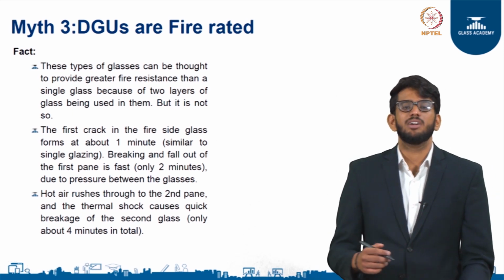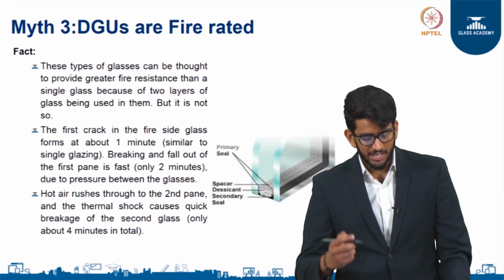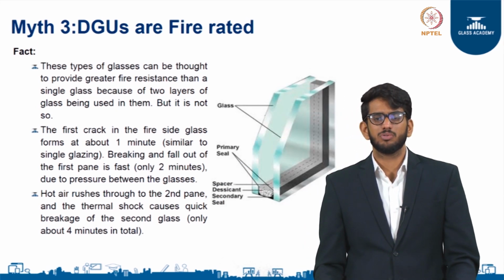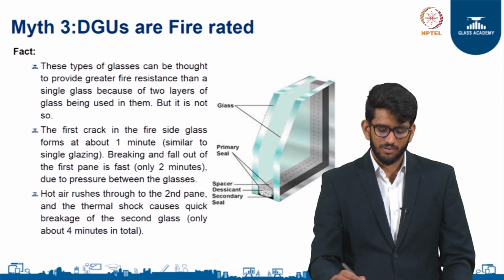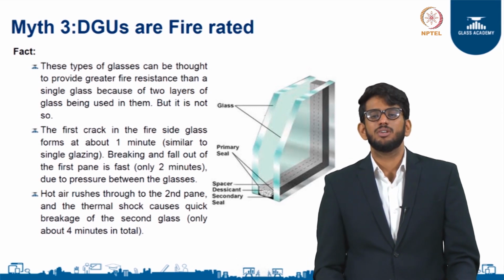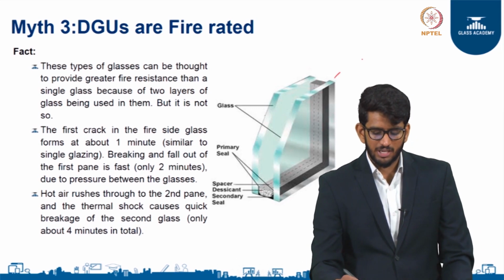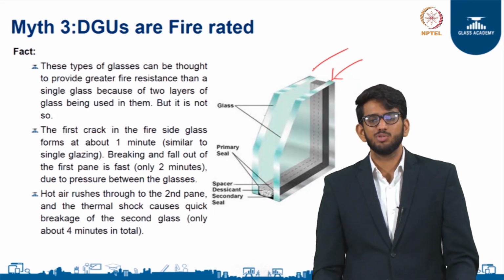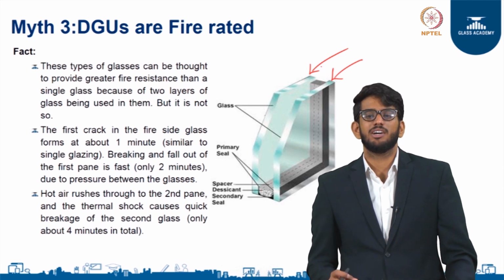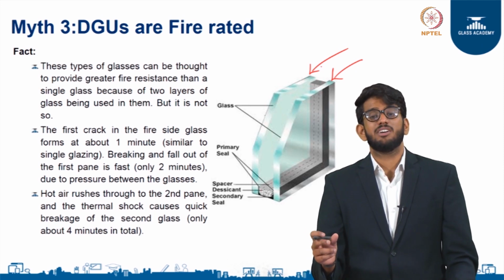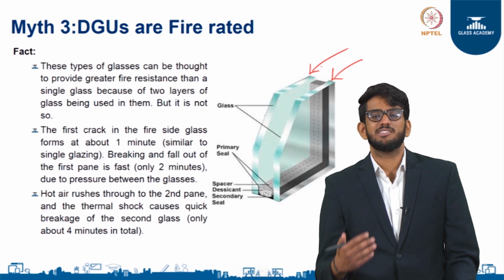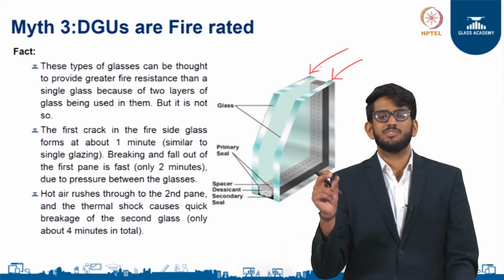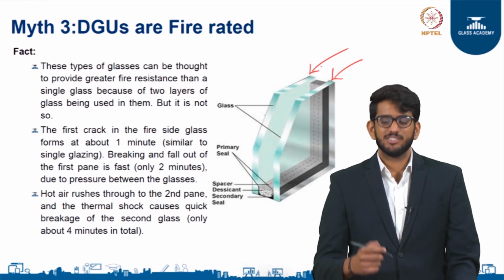To explain why a double glazed unit cannot be used for fire rated application, here I have an animation of what a double glazed unit looks like. It comprises two layers of glass with an air gap in between. So it is only natural that people assume that if you have two layers of highly toughened glass, then the fire resistance of each will add up and you will obtain a higher fire resistance from the combined unit. But that is not the case.